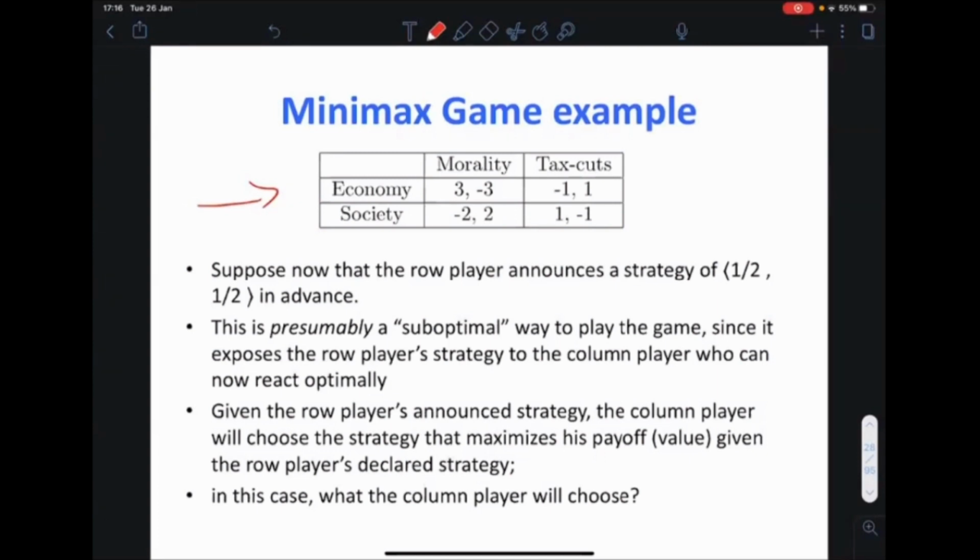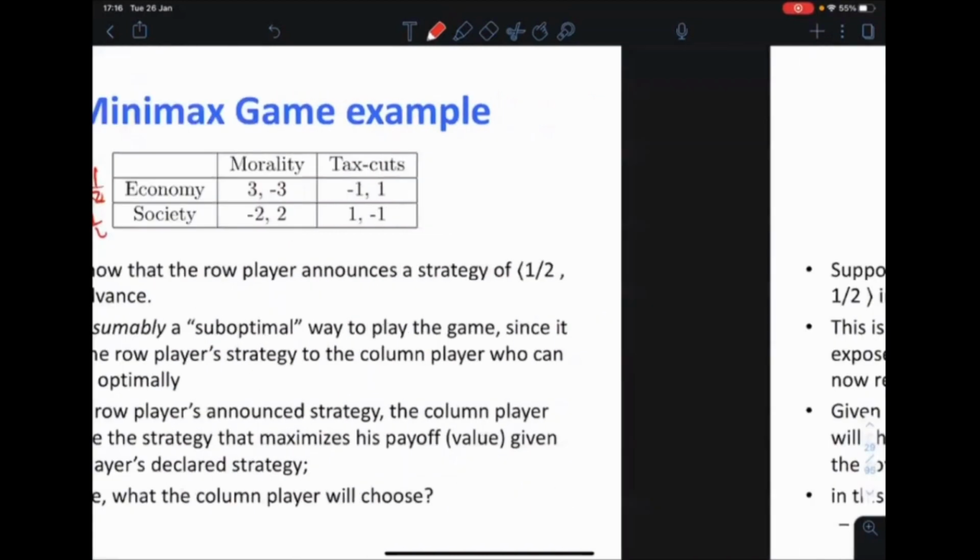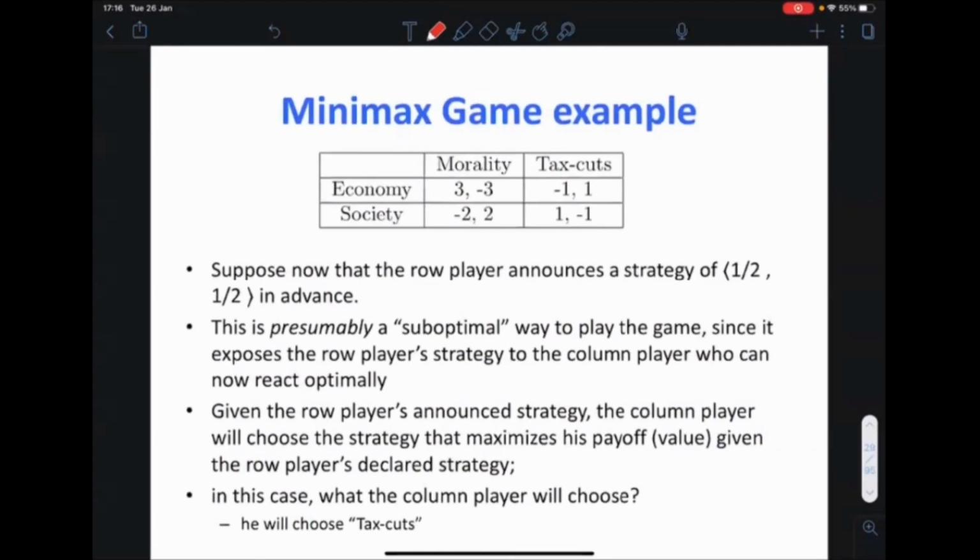So now, suppose the row player announces a strategy. Suppose I do this at 50-50, and the column player tries to minimize the rewards received from the row player. In this case, what is the column player going to do? He would choose tax cut. You can actually verify it. He would choose tax cut because you can look at the probability of these.